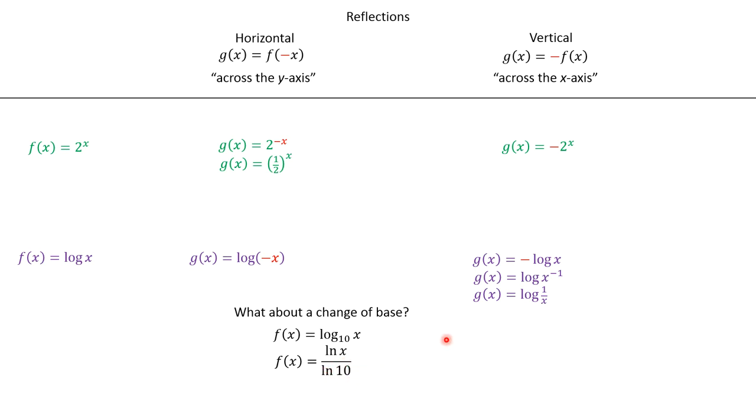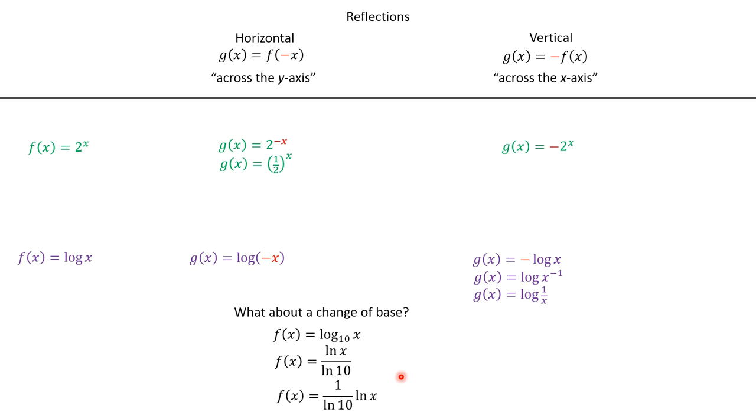log of 10. We can split this up to be 1 over natural log of 10 times natural log of x. The natural log of 10 is just a number. So 1 divided by natural log of 10 is a number. So we have a number times natural log of x. When we have a number times our log, that's a vertical stretch.